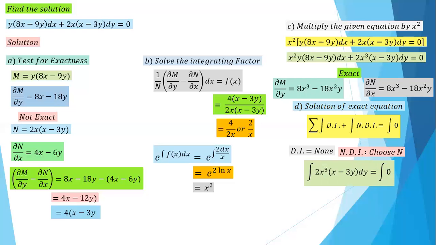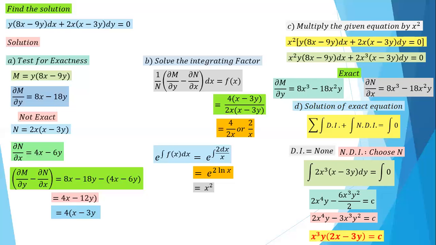So we have now the integral of 2x cubed times the quantity of x minus 3y dy equals the integral of 0. Distributing dy, then integrating, we have 2x to the 4th y minus 6x cubed y squared over 2 equals c. Then simplifying, we have 2x to the fourth y minus 3x cubed y squared equals c. Or we have x cubed y times the quantity of 2x minus 3y equals c.